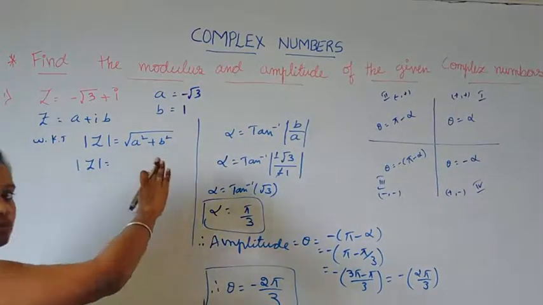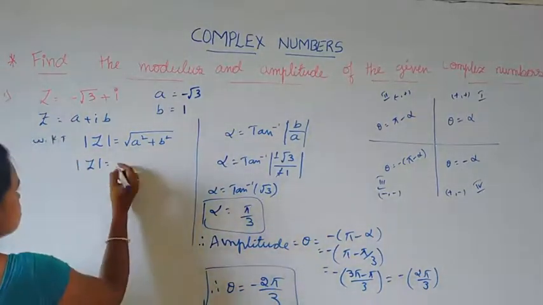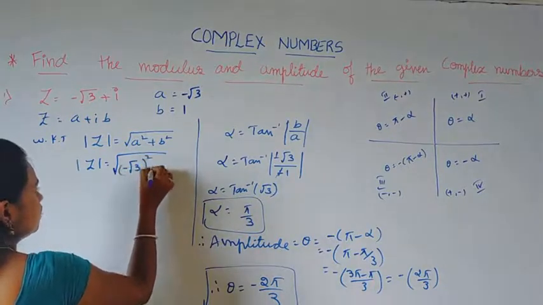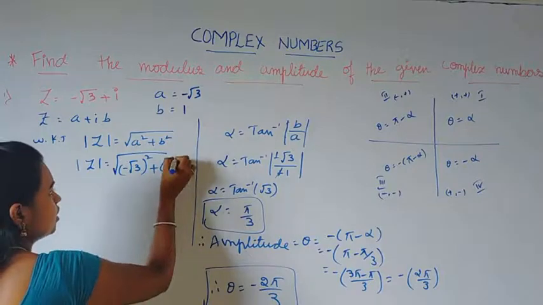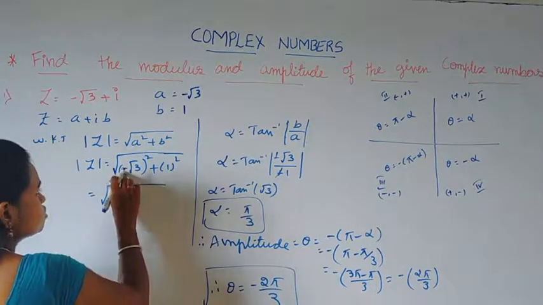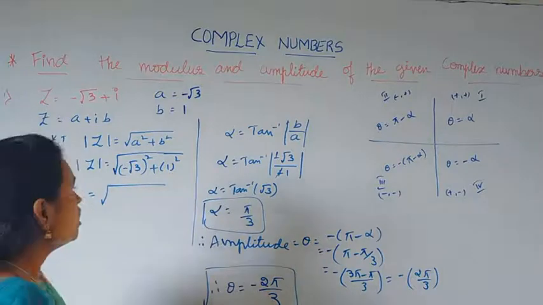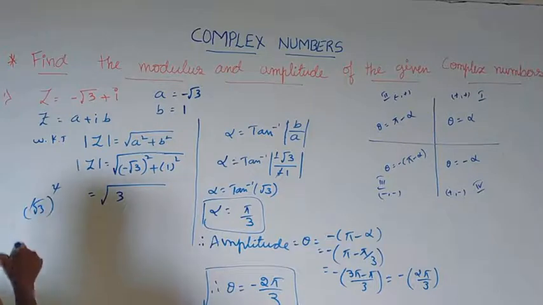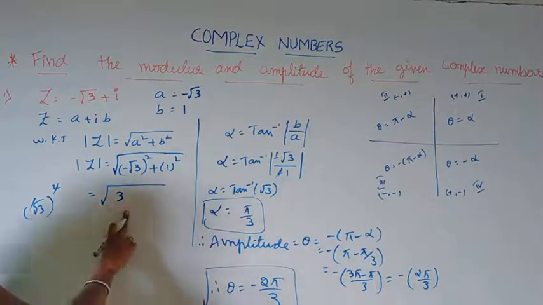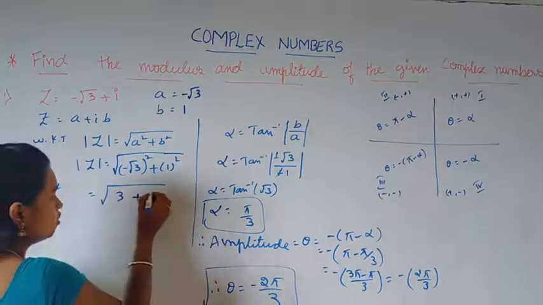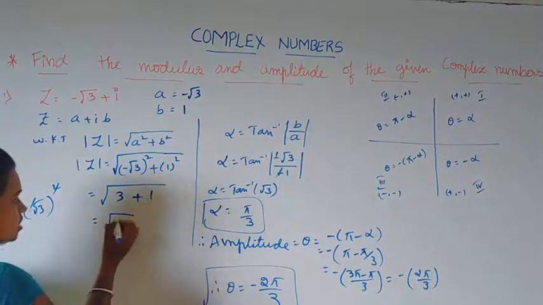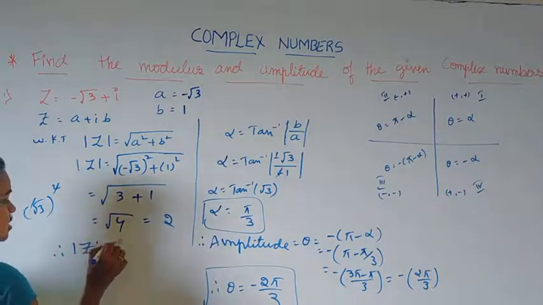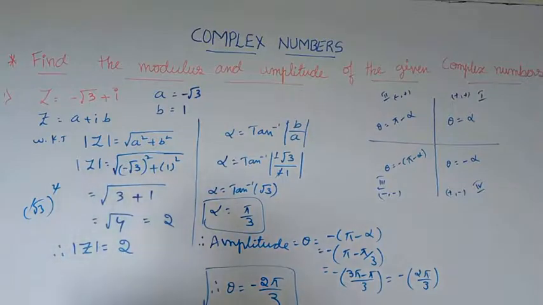The modulus formula is square root of a square plus b square. So square root of minus root 3 the whole square plus 1 whole square. Minus squared becomes positive, and root 3 the whole square is 3, because square and square root get cancelled. The remaining is 3 plus 1 square, which is 1, so 3 plus 1 is 4. So root 4 is nothing but 2. Therefore mod z is equal to 2. This is the modulus for this problem.